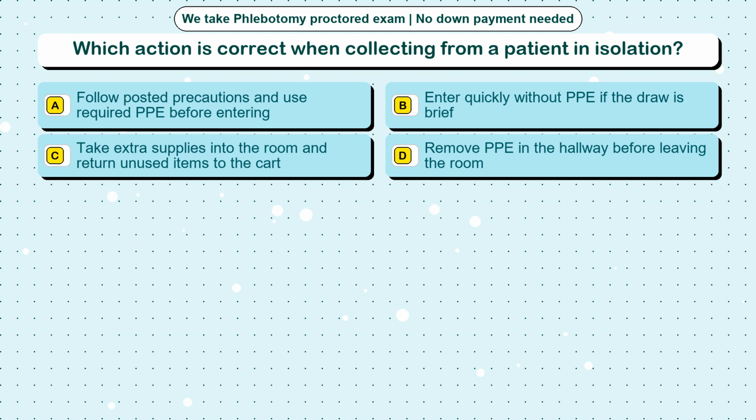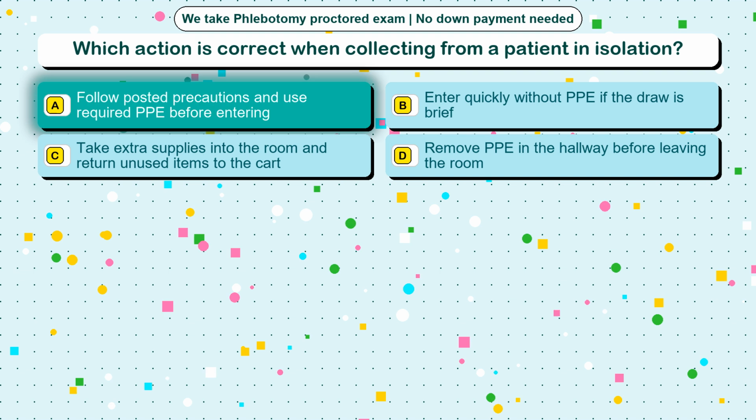Question 95. Which action is correct when collecting from a patient in isolation? Option A, follow posted precautions and use required PPE before entering. Option B, enter quickly without PPE if the draw is brief. Option C, take extra supplies into the room and return unused items to the cart. Option D, remove PPE in the hallway before leaving the room. The correct answer is option A.